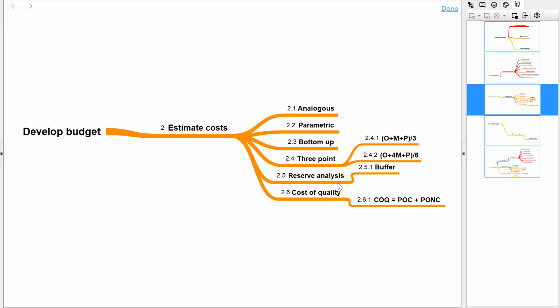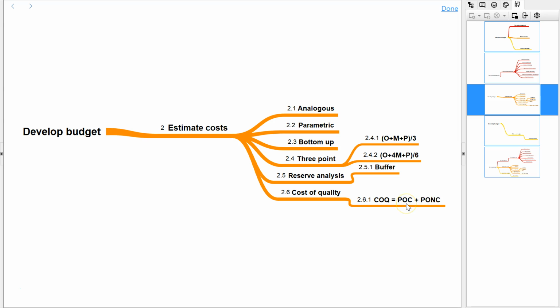Then reserve analysis. At the time of budgeting, we should estimate the amount of buffer required. So if that task actually takes, let's say, $100, a 10% buffer means we'll be putting $110. Cost of quality has 2 components, that is the price of conformance and the price of non-conformance.